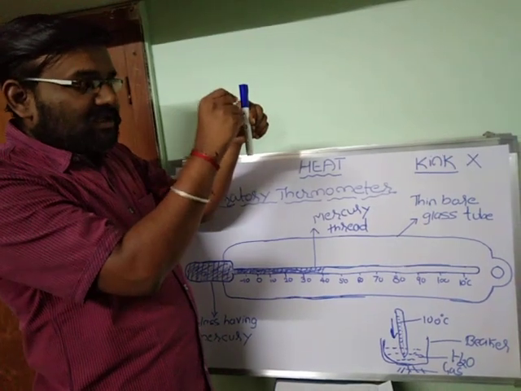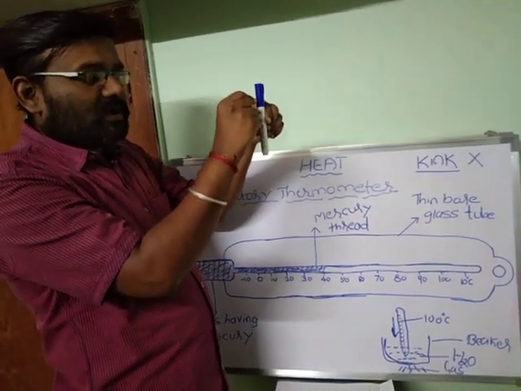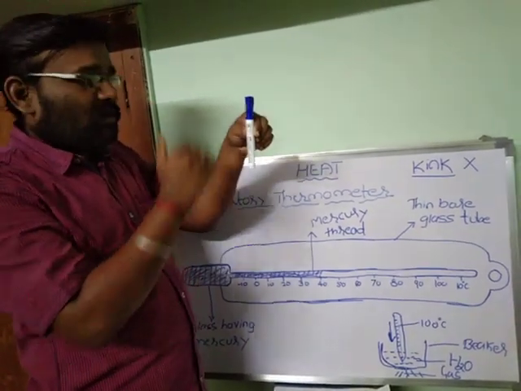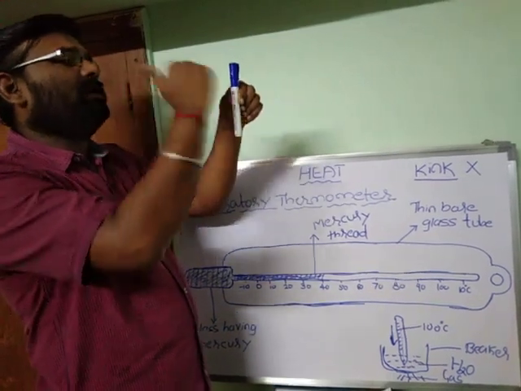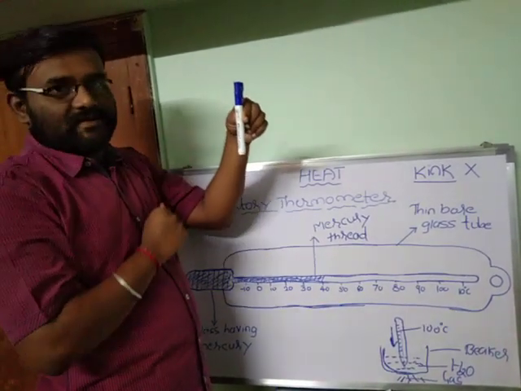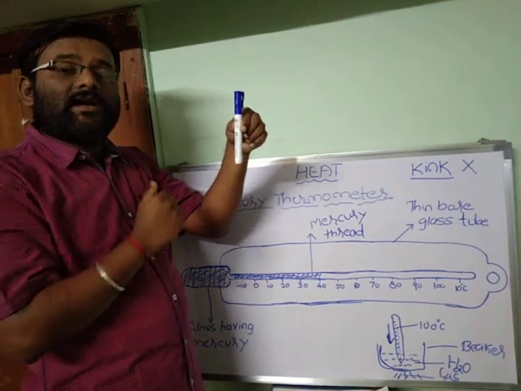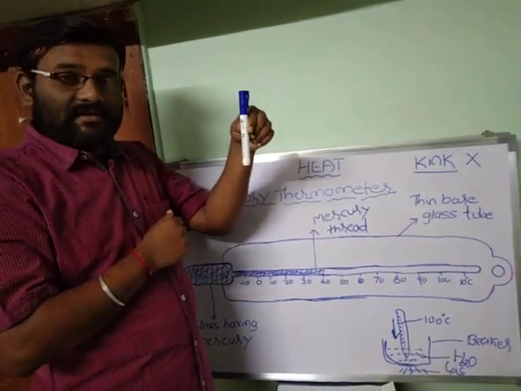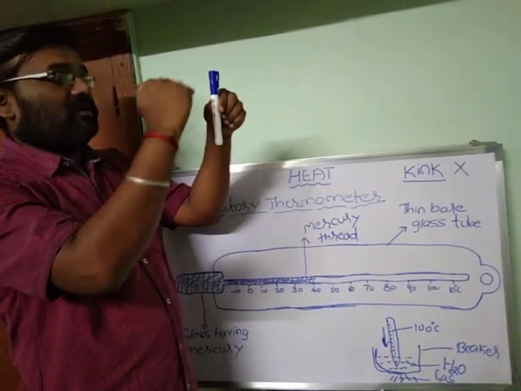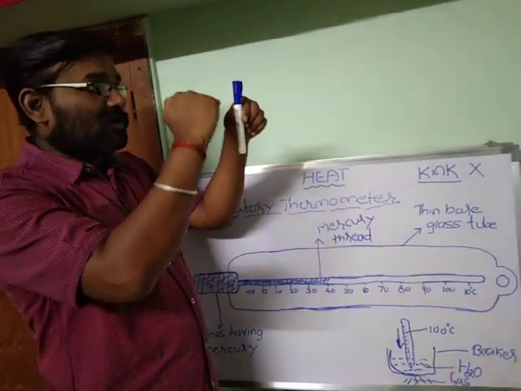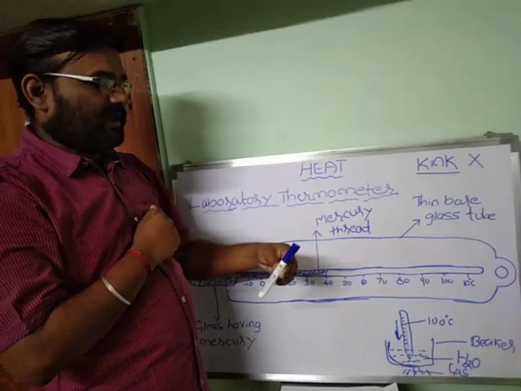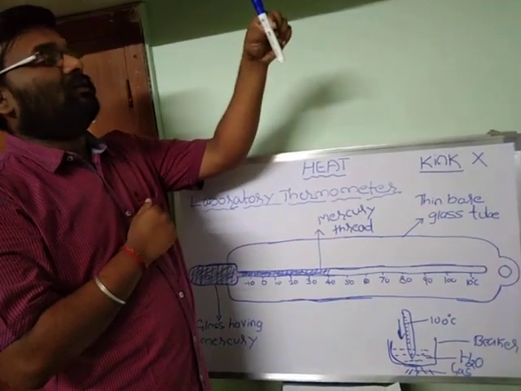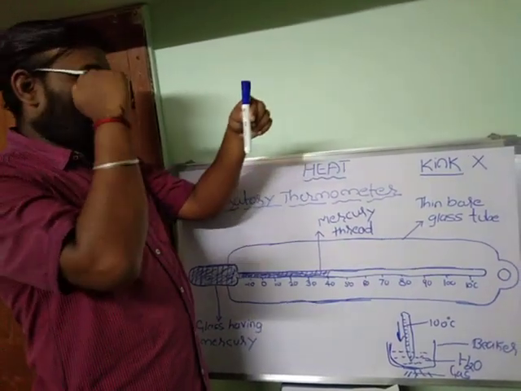So taking the reading in the laboratory thermometer is also a skill. You have to take it immediately, and it should be held parallel to our eyesight always. Not only this, many devices and instruments in science need to be kept at our eyesight level, parallel to our eyesight, not below our eyesight, not over our eyesight. Should be always parallel.